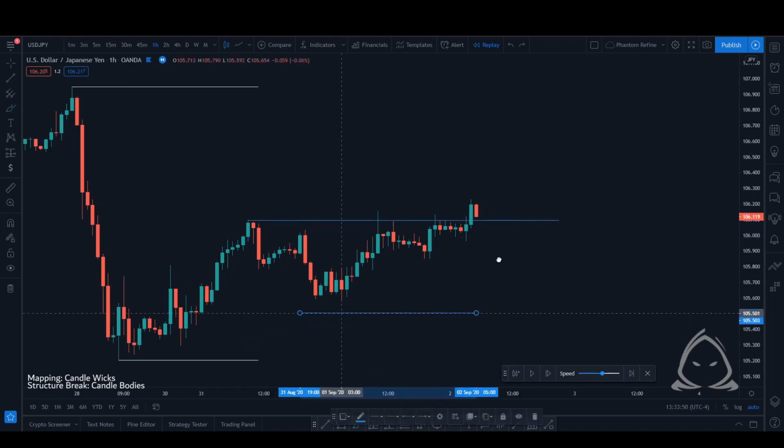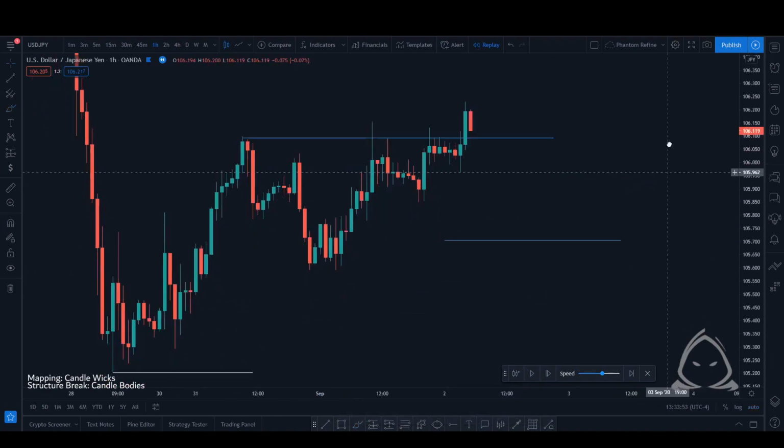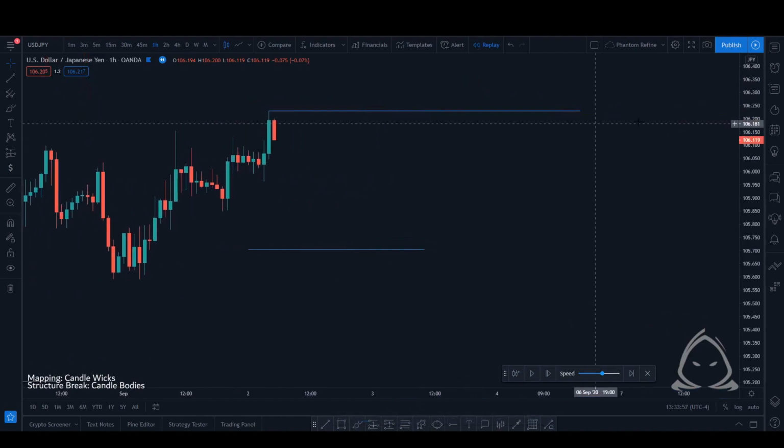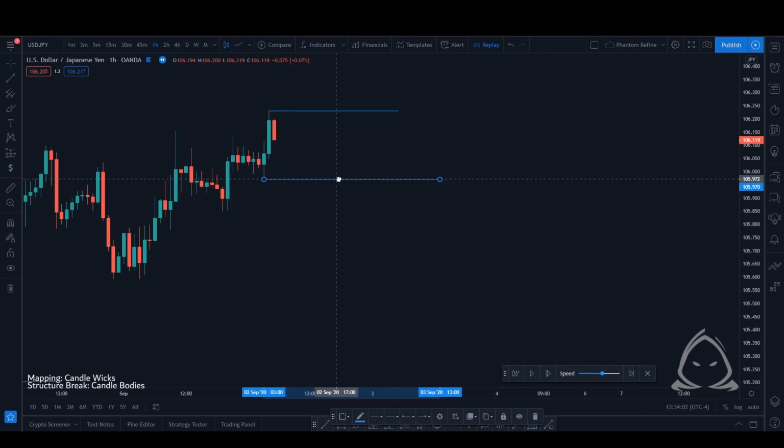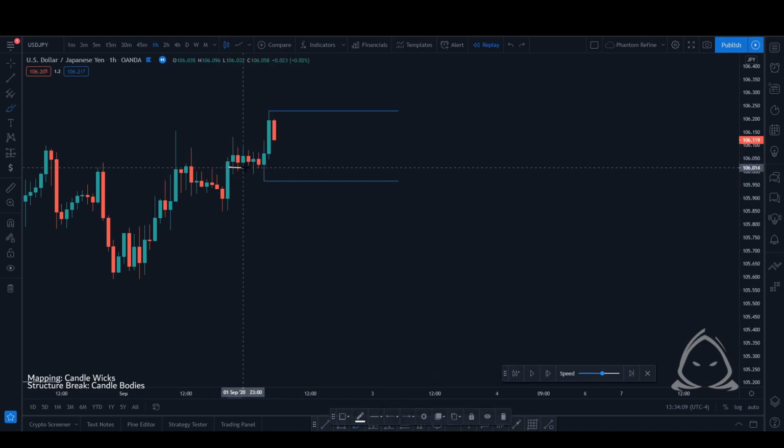So what we can now do is move our low and our high to better categorize the market. See that we've created a high with this wick, and we've created a low with this wick. Again, similar to the previous example, we created this base of price when we were using the bodies of the candles, and we can see that price has clearly gone down and gone up.